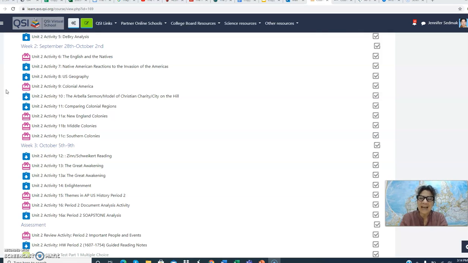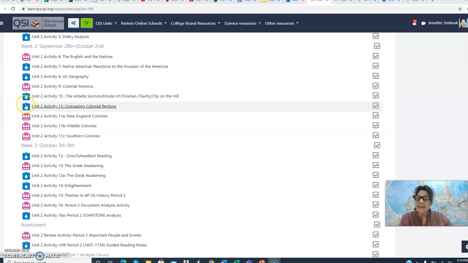You'll work through a document analysis in that activity, and then we'll move further from there and see how that sermon encouraged further migrations to the 13 British colonies. In the next activity, you'll compare colonial regions.